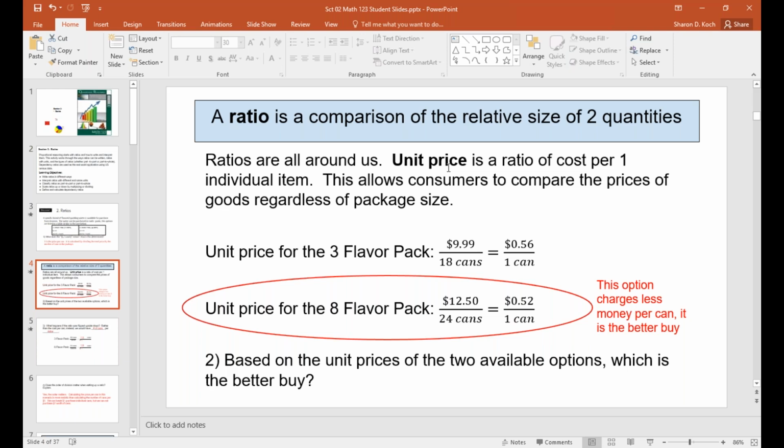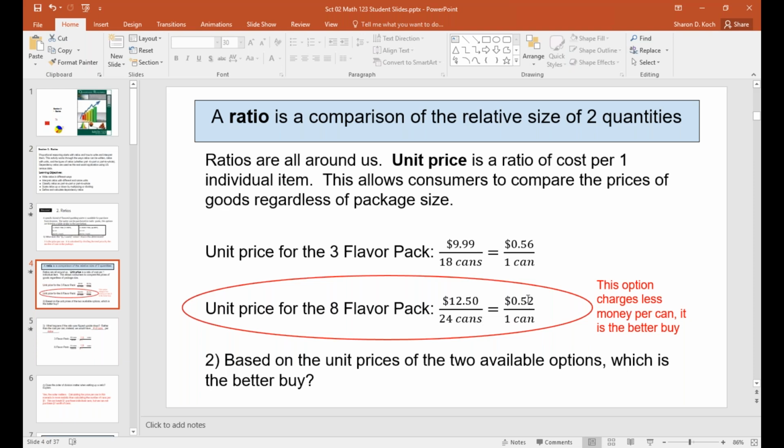So let's take a look at a typical grocery item here. What would be the better deal? Should I get these cans here, a 3 flavored pack? There I get $9.99 for 18 cans. If I divide that out, it winds up to be 56 cents a can. Or in this case, should I buy the 8 flavor pack for $12.50, but I get 24 cans, which is going to be the better deal?